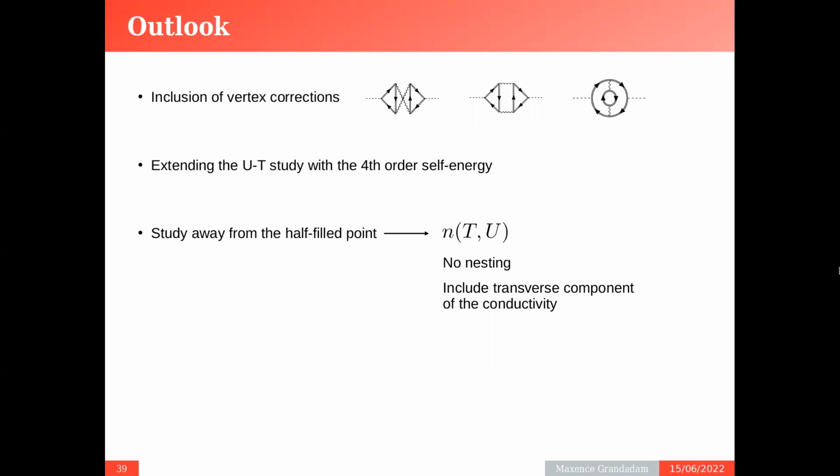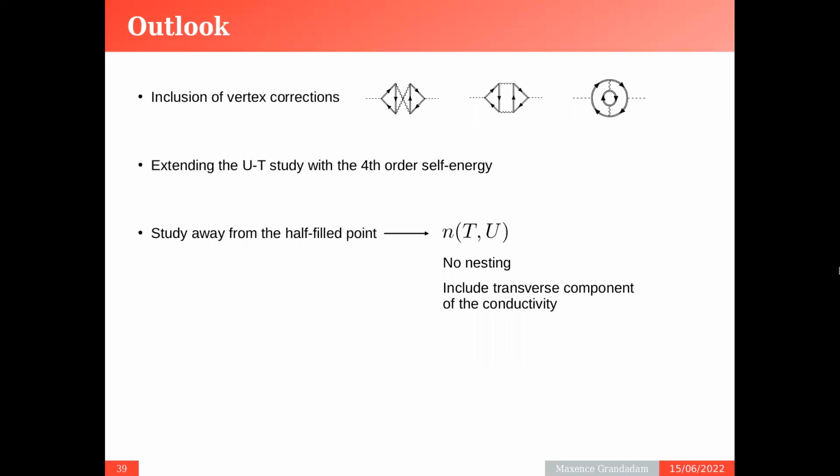Of course, this is ongoing work and very recent work, so there are a lot of things left to do. One thing which is our goal right now is to get the inclusion of the vertex corrections. So these second-order diagrams would hopefully have an important impact on the conductivity and get non-trivial results. We could also extend the study of the fourth-order self-energy in interaction and temperature, and try to probe this metal insulator behavior that I mentioned.